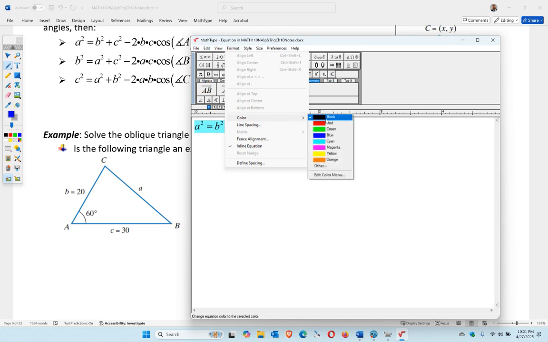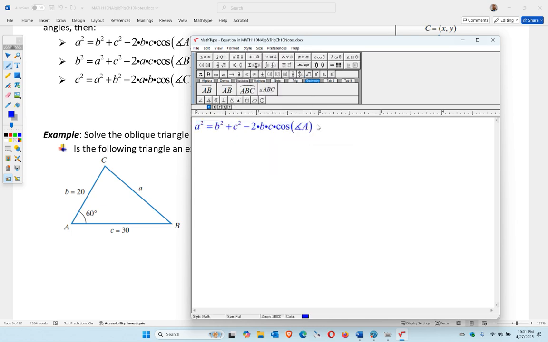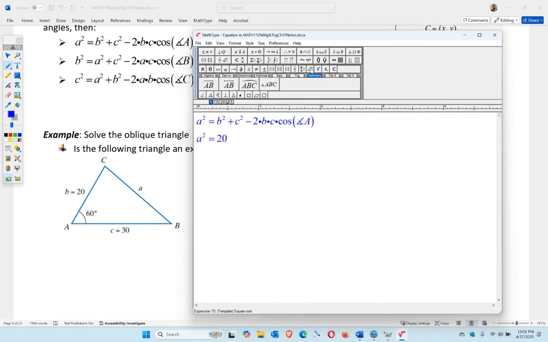Okay, let's fill in the goodies we have. We don't have side A, but we do have side B, which is 20, 21, I don't know, feet. We'll get to that in a little bit. So it's 20 feet squared plus 30 feet squared minus 2. I'll just take these as is. Copy, paste. So this is 20, this is 30, and this is 60 degrees.